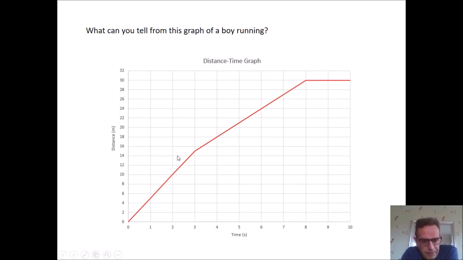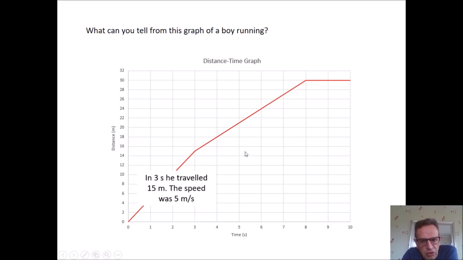Okay, so if you've done that, here's the first section here. It's taken 1, 2, 3 seconds. Got to be a little bit clever reading off the graph here. 15 meters. So in the first section, he's run 15 meters in 3 seconds. So 3 seconds to do 15 meters. So the speed is 5 meters per second. Just have a think, is this going to be quicker or slower? So I'm hoping from this you can see the slope of the graph is less, so the speed is slower.